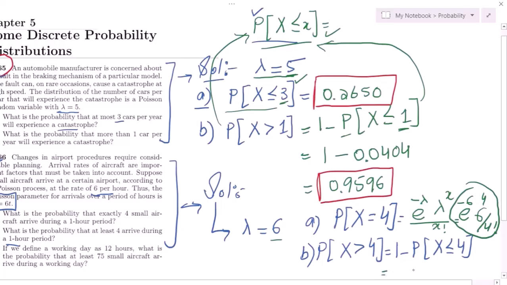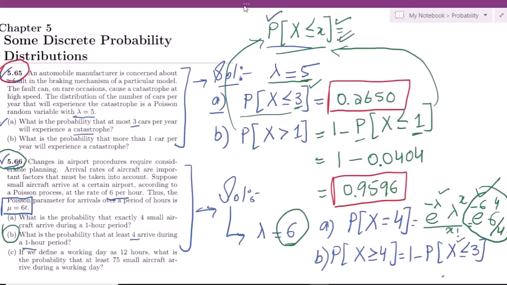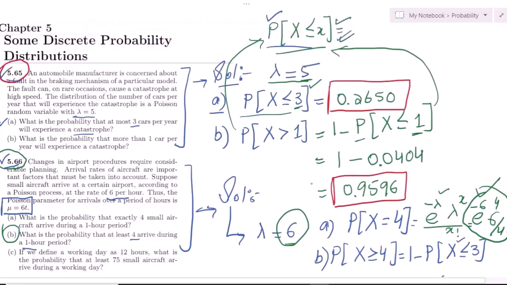Similarly, in order to find the probability that x is greater than or equal to 4, because the values are at least 4, we use 1 minus the probability that x is less than or equal to 3, according to this formula. So in order to solve it, here the value of x is 3 while the value of lambda is 6.